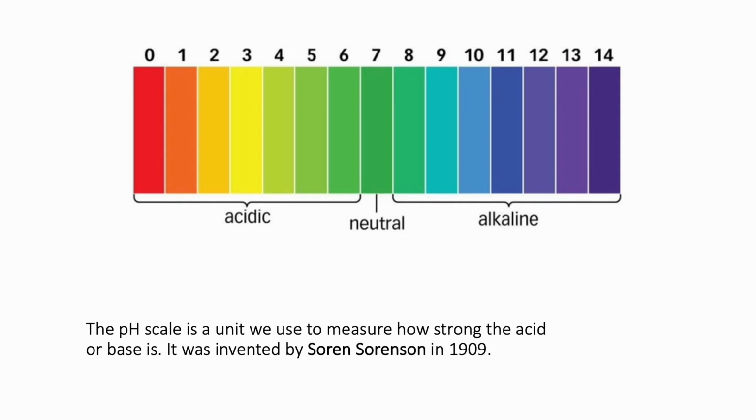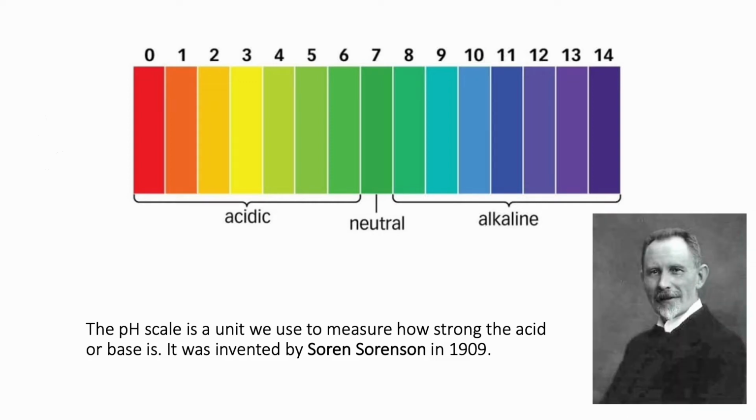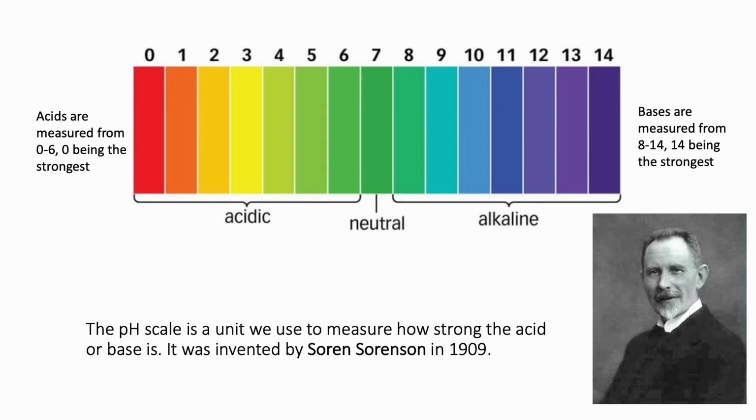But what is the pH scale? The pH scale is a unit we use to measure how strong the acid or base is. It was invented by Søren Sørensen in 1909. Acids are measured from 0 to 6, 0 being the strongest. Bases are measured from 8 to 14, 14 being the strongest. And water is neutral, or 7.